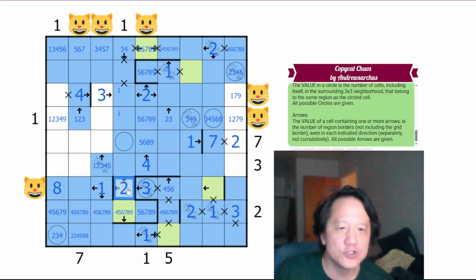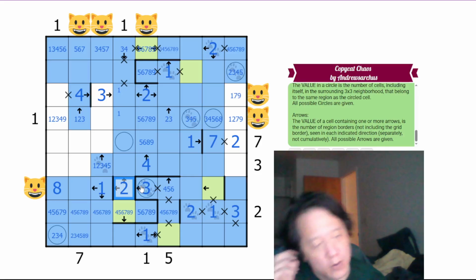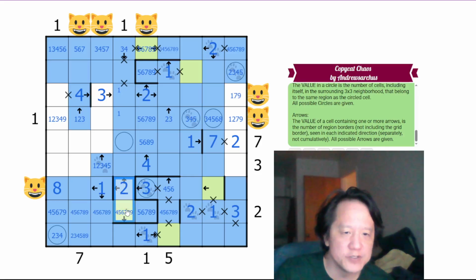So this is 2. That means, well, we don't know if this is a boundary. This could have a boundary there.